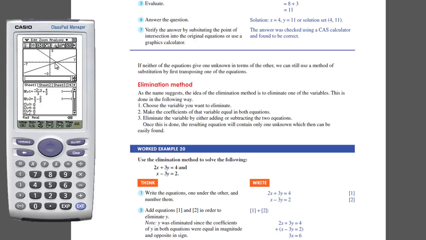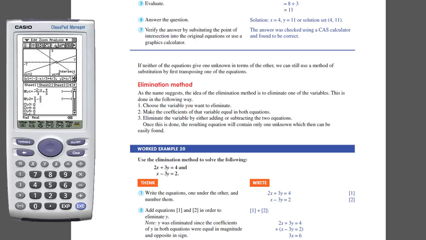So if I want to actually pull up the value of that, I go Analysis, Gsolve, and Intersect. And what it tells me is that where these two lines intersect, the x value is 2, the y value is 0.